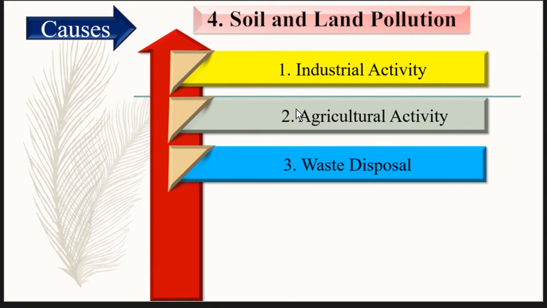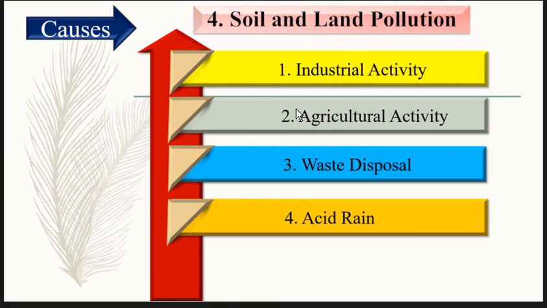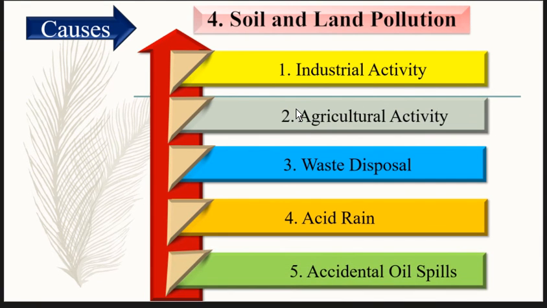Next is acid rain. Acid rain is caused when pollutants present in the air mix up with the rain and fall back on the ground. The polluted water could dissolve away some of the important nutrients found in the soil and change the structure of the soil. And last is accidental oil spills.